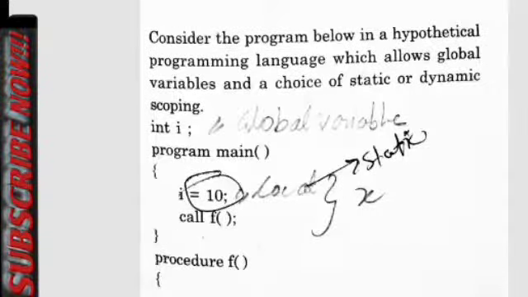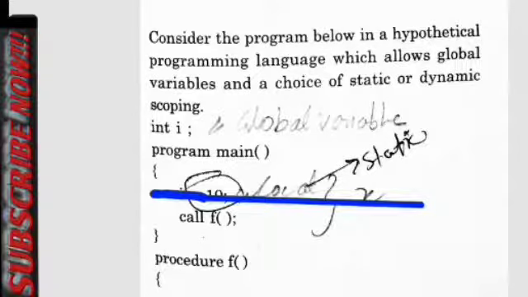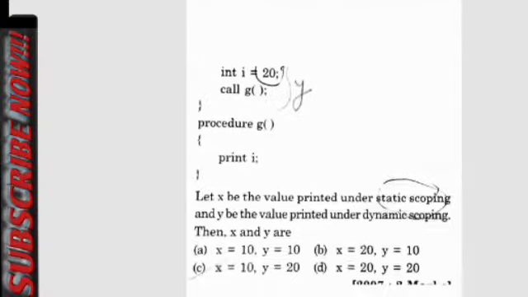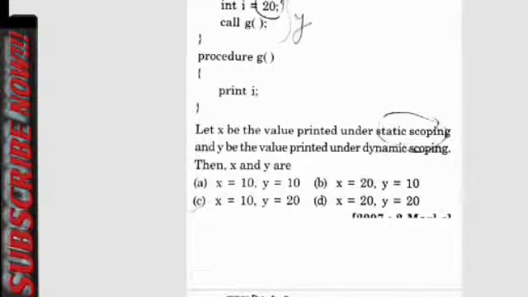Now come to the next question. Consider the program below in a hypothetical programming language which allows global variables and chooses static or dynamic scoping. The program is already given, along with its functions. What is the question? Let x be the value printed under static scoping and y be the value printed under dynamic scoping, then x and y are, with options A, B, C and D. Now let's come to the solution of this question.